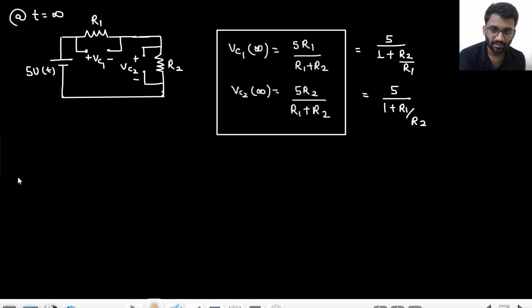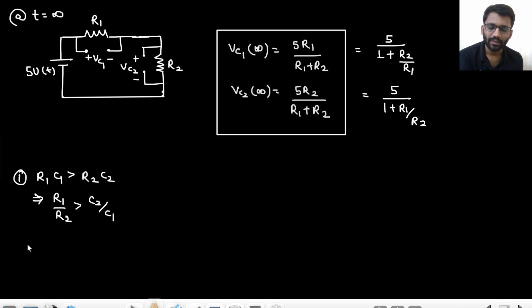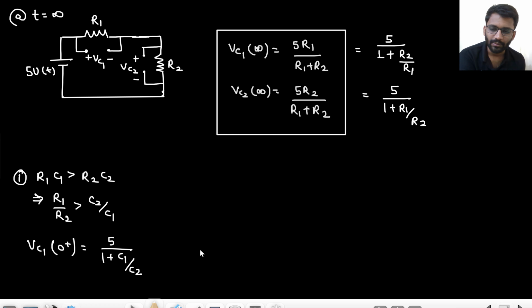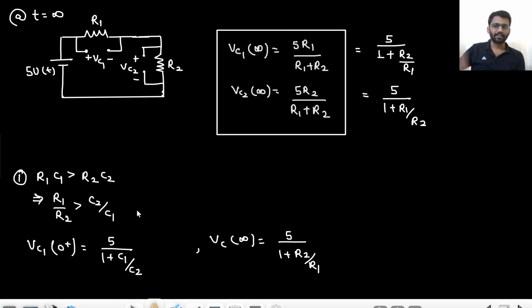So now, considering case 1 where R1 C1 is greater than R2 C2, or what you can write, R1 by R2 is greater than C2 by C1. So what is the value of VC1 at t equals 0 plus? That is 5 upon 1 plus C1 by C2, and what is VC infinity? That is 5 upon 1 plus R2 by R1.